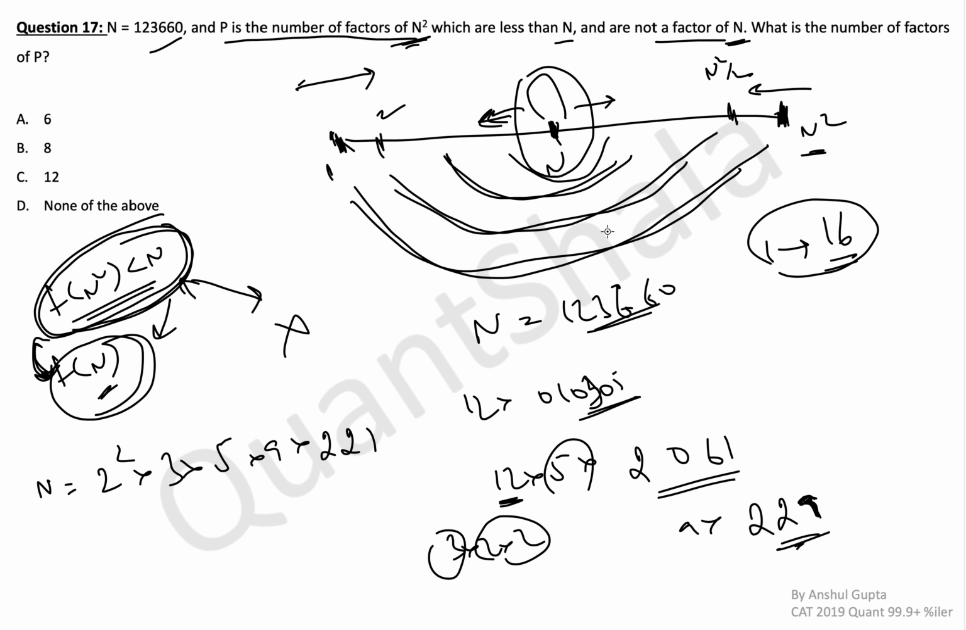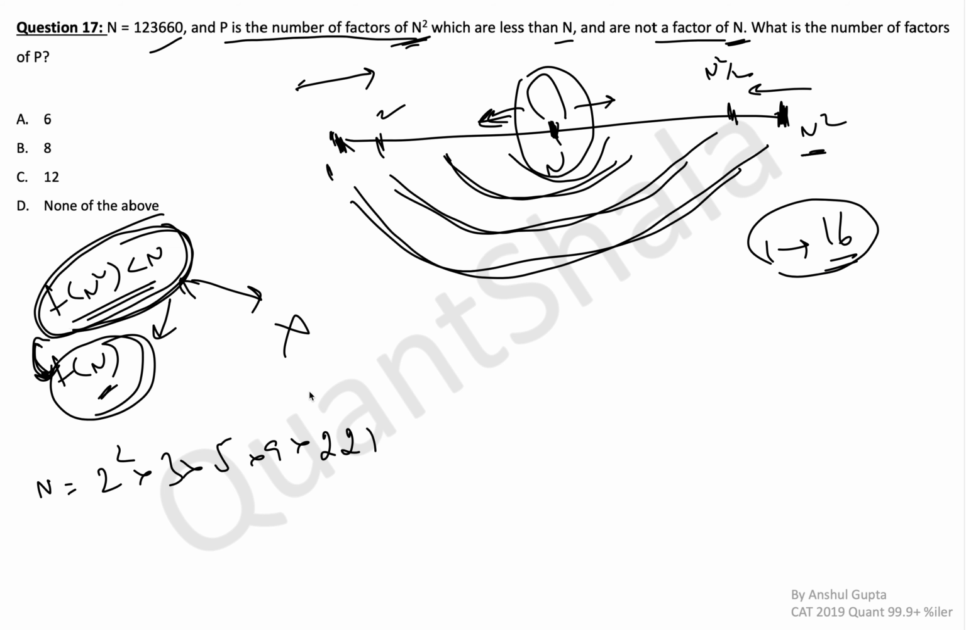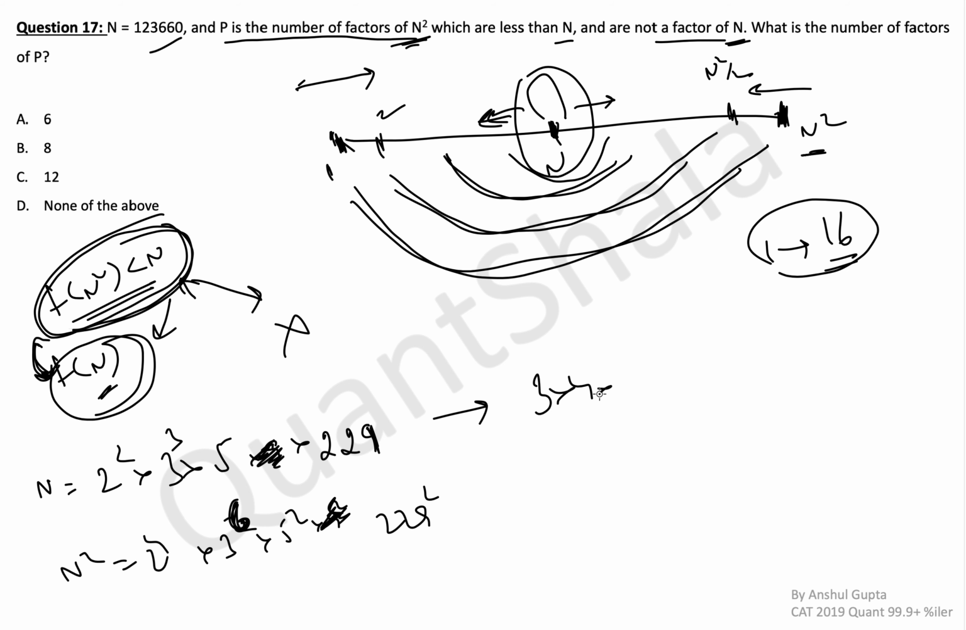Okay. So this is our prime factorization. What is n square? It is 2 raised to power 4 into 3 square into 5 square into 9 square. Oh, this 9 should actually be coming here as 3 cube, right? So you get 3 raised to power 6 in this case, 5 square and then 229 square. Number of factors of this one is 3 multiplied by 4 multiplied by 2 multiplied by 2, which is 12 multiplied by 4, 48.